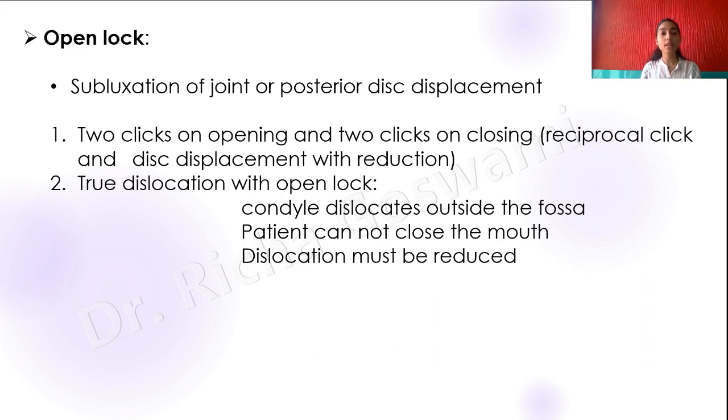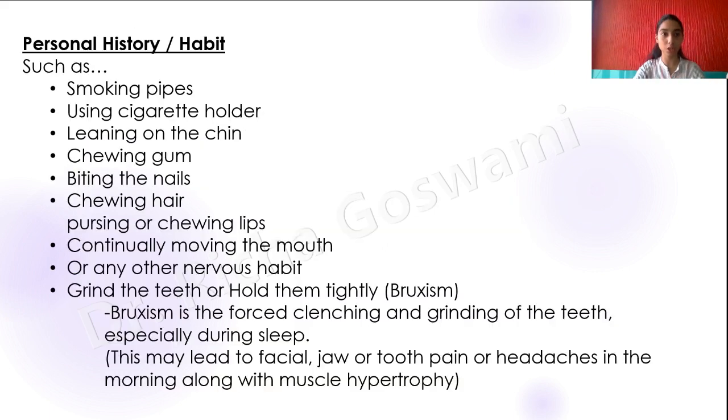Here, 2 clicks on opening and 2 clicks on closing are heard. Here, the dislocation is reduced by itself on the second movement. So it's called reciprocal click and disc displacement with reduction, which we already discussed. But if the condyle dislocates outside the fossa, the patient cannot close the mouth and the dislocation must be reduced. So it's called a true dislocation with open lock.